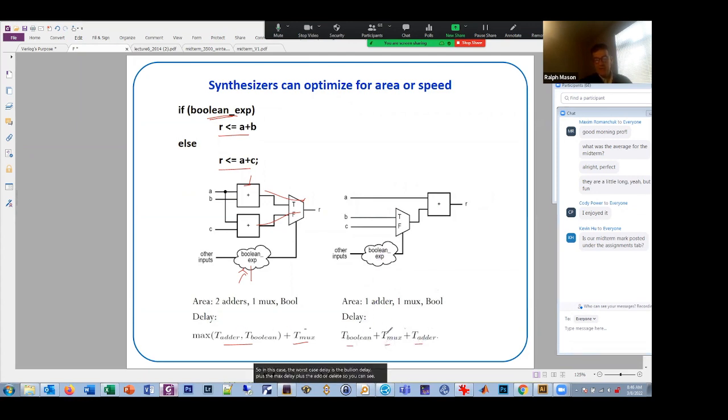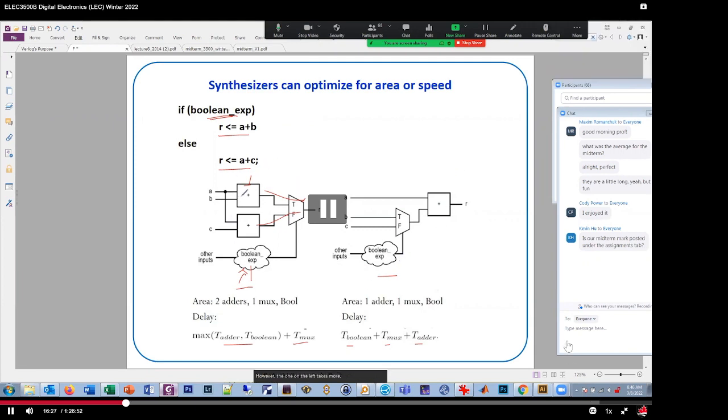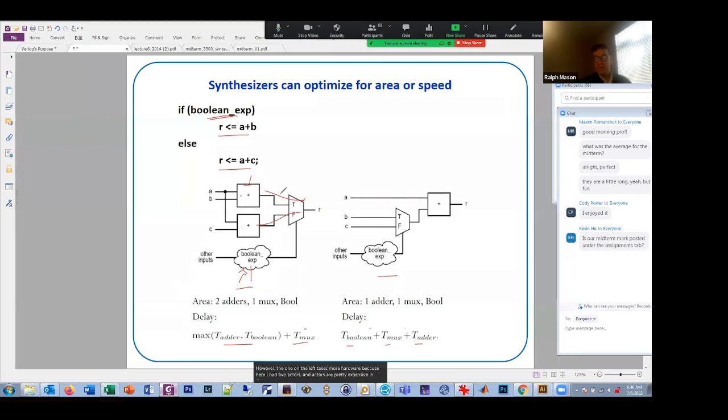So you can see this has a longer delay. It's got all three of them. This just has either the adder and the mux or the Boolean expression and the mux. So this one on the left is faster, and this one on the right is slower. However, the one on the left takes more hardware, because here I had two adders, and adders are pretty expensive in the amount of hardware. Here I only had one adder, a mux, and a Boolean expression.